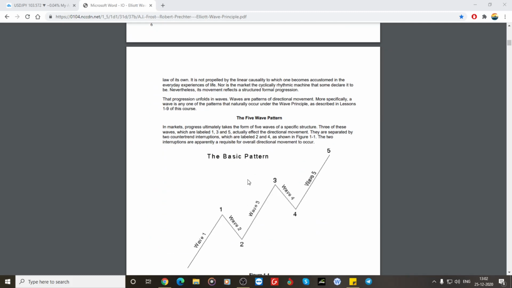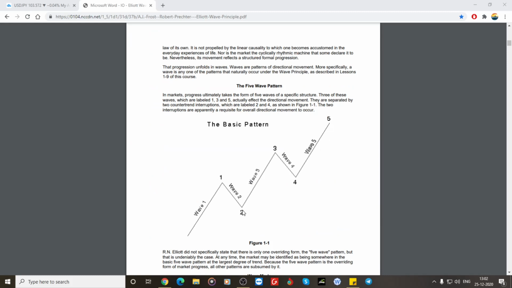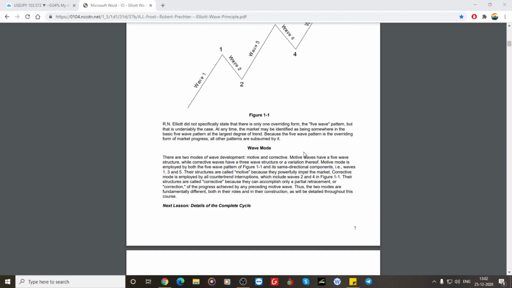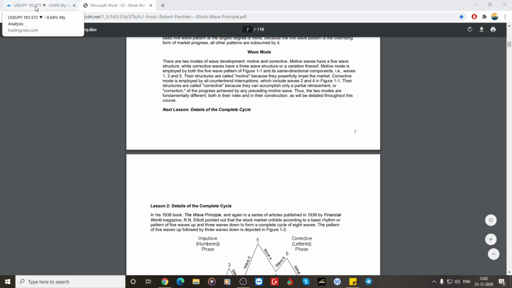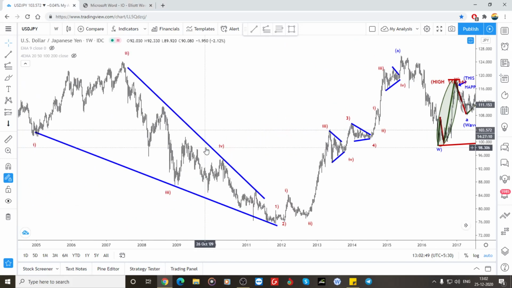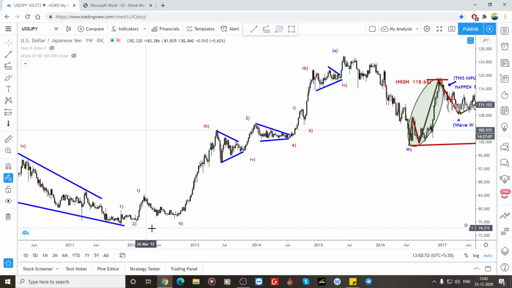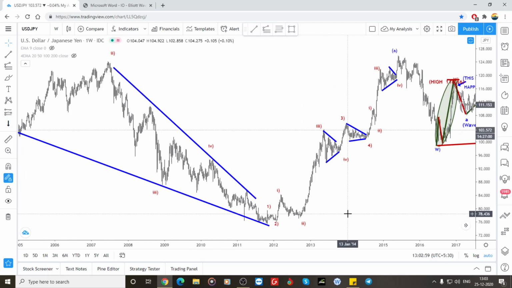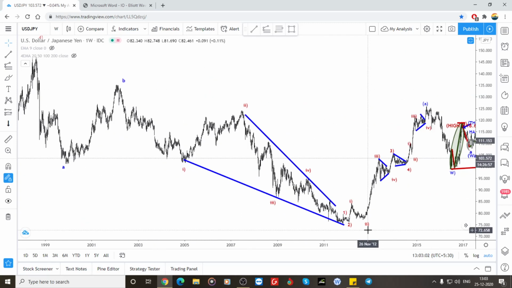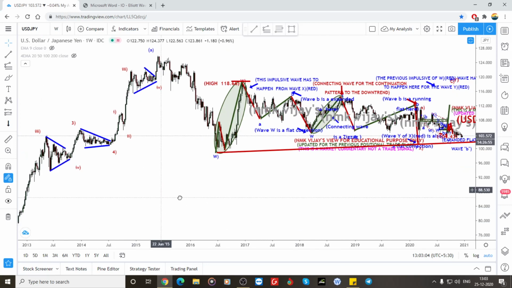So we will start with the basic pattern. This is wave 1, wave 2, wave 3, wave 4, and wave 5. Wave 2 and wave 4 are corrections, and wave 1, wave 3, and wave 5 are impulsive. How do we find that? I will show you with examples, there are a lot of examples. First we will start with USD JPY, and in the chart we have a lot of things from the top to the bottom.